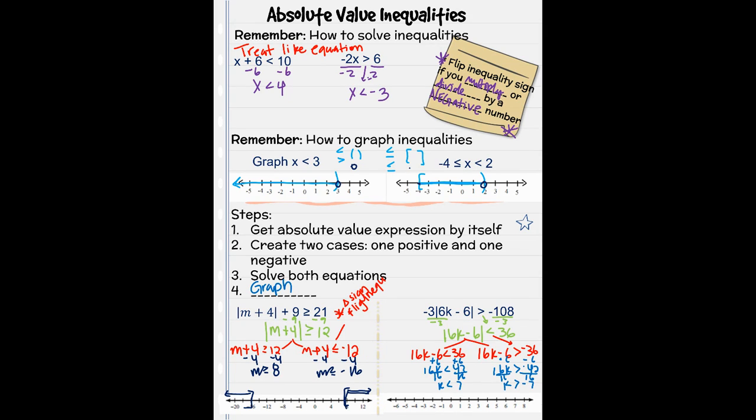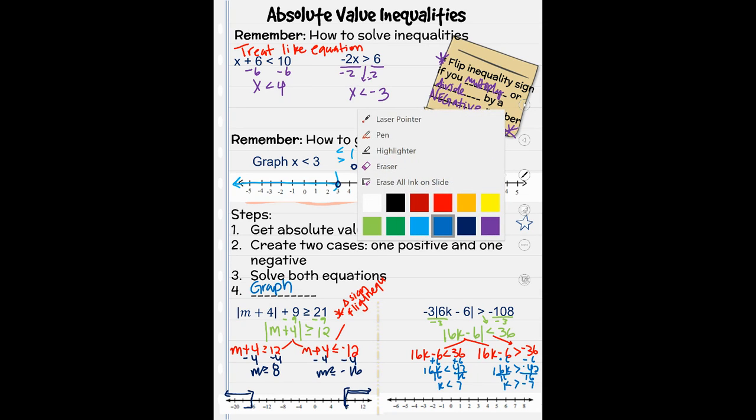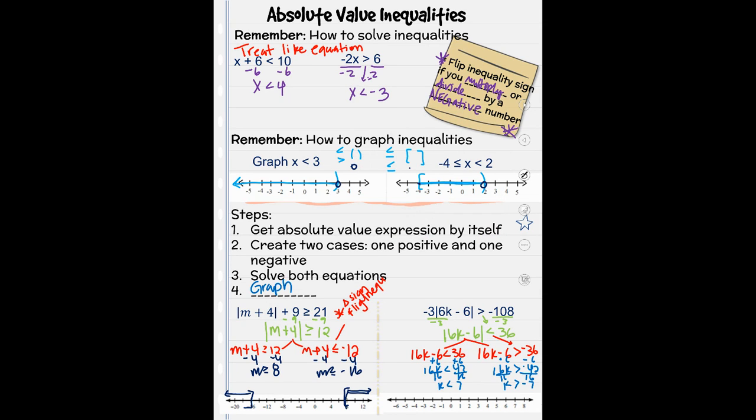All right, final step. Let's graph. Look, k is less than 7 and it's greater than negative 7. So it's less than 7. Let's do our open circle this time. And it's greater than negative 7. That means that k is somewhere along this line.